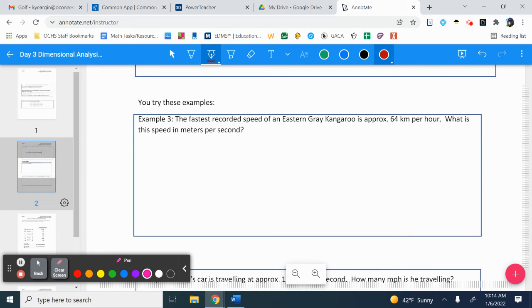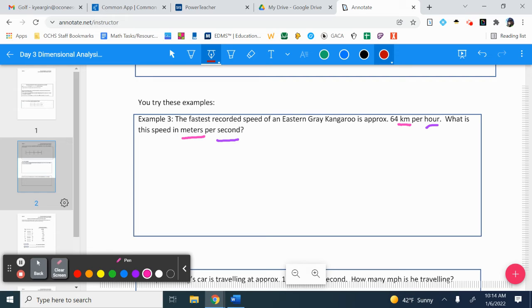All right, so we're at a time where you can try this one. Now notice there's a little bit different here. Instead of just miles per hour, I have kilometers, but those kilometers are turning into meters. So take a second, press pause right now on the video, try and work this out on your own. And when you get finished with it, hit play again.